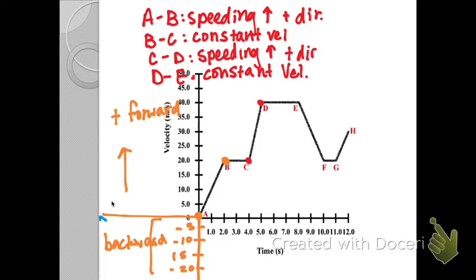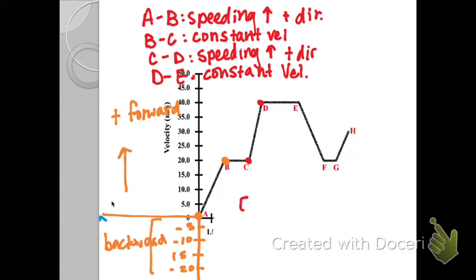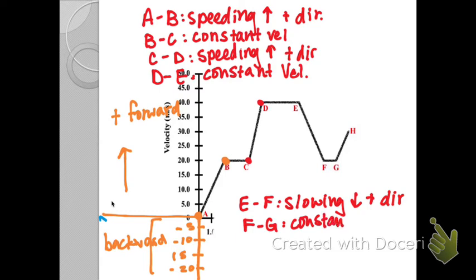From E to F, here's where it gets a little trickier. From E to F, what happens? I am slowing down, but I'm still moving in what direction? The positive direction. Very good. So I'm slowing down in the positive direction. From F to G, I've got constant velocity. And then from G to H, I'm speeding back up. So I'm speeding up, positive direction.